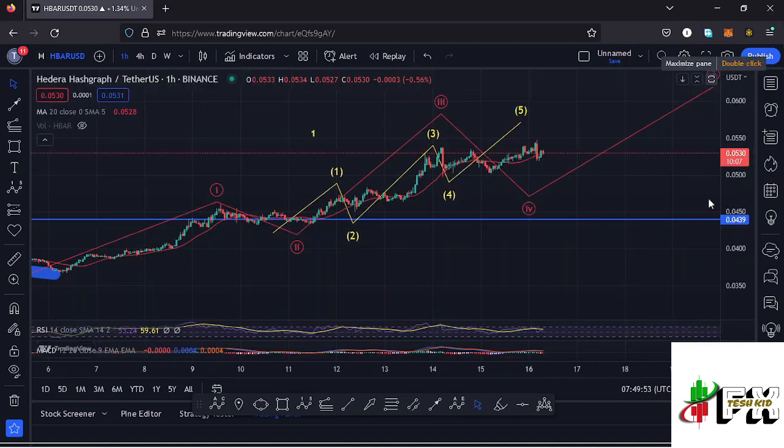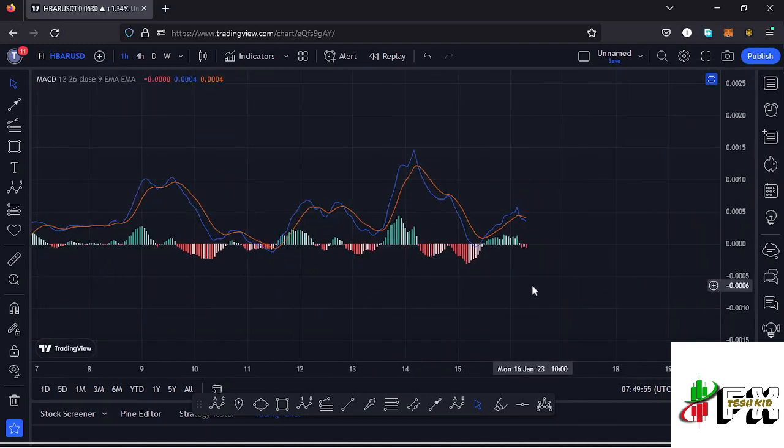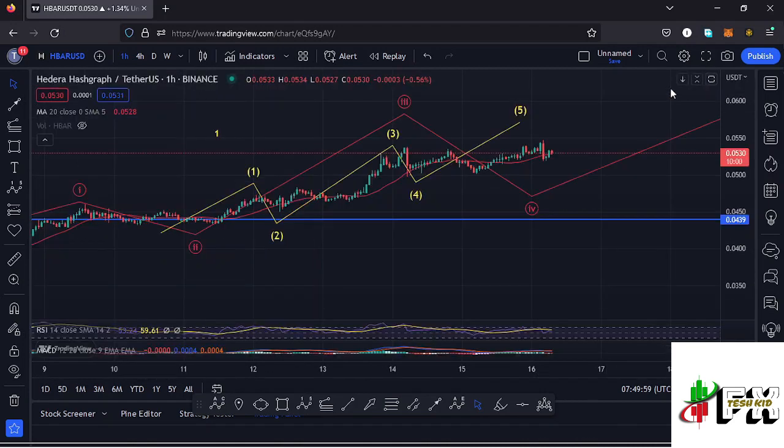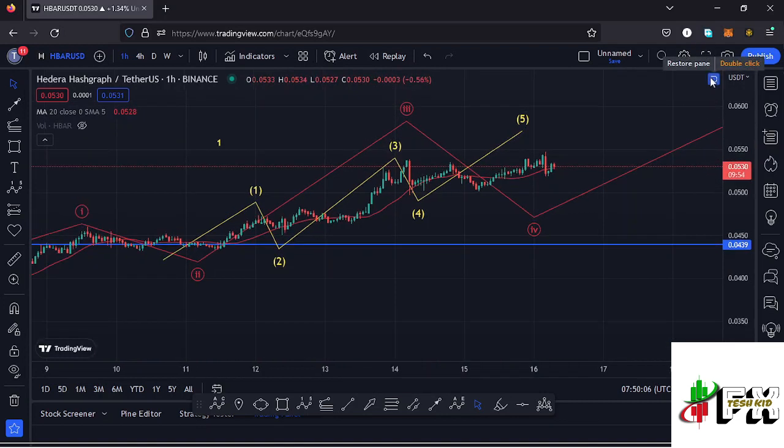And also taking a look at the MACD, here on the MACD we have printed a bearish cross, meaning lower prices are coming our way, and that would mean maybe we might see a bit of a short-term bearish movement before we continue pushing even higher to fully maximize the formation of that wave 3 to the upside.